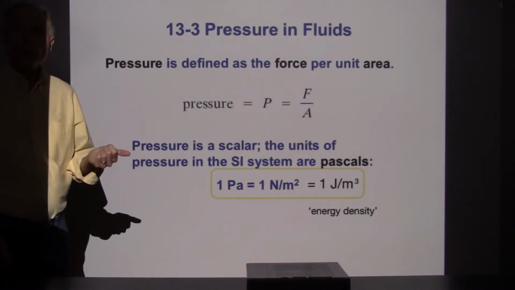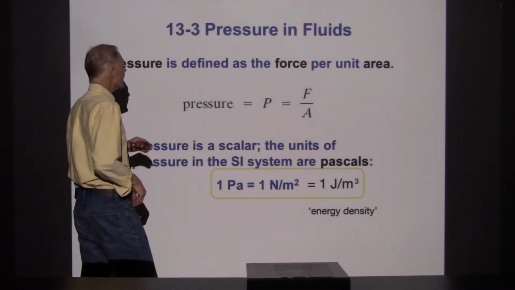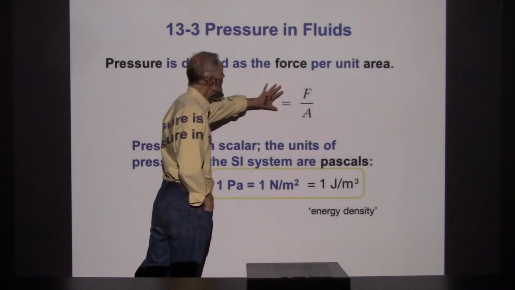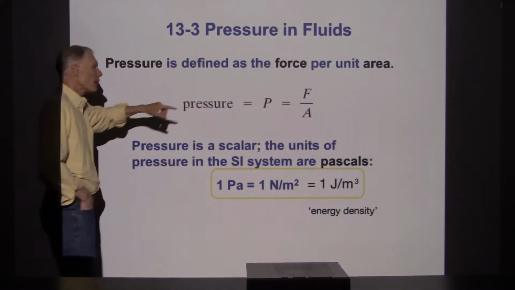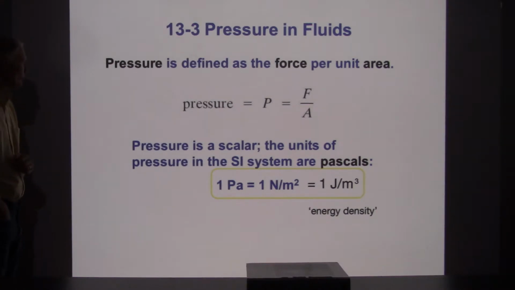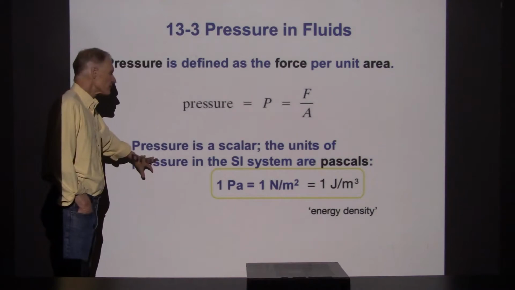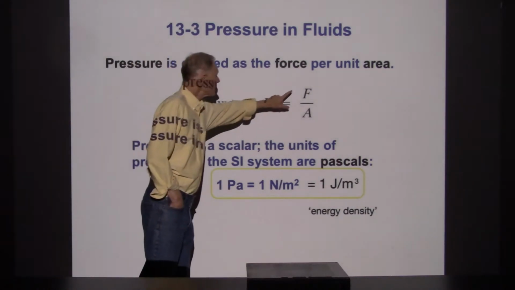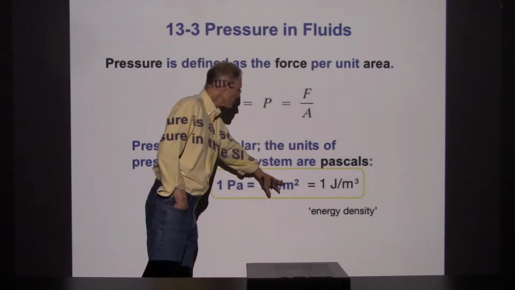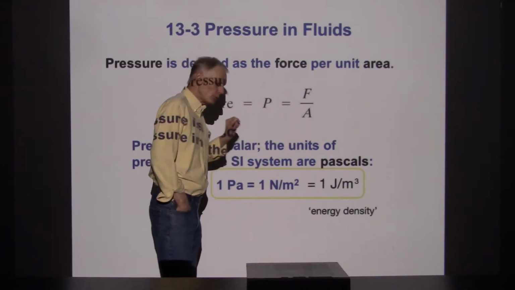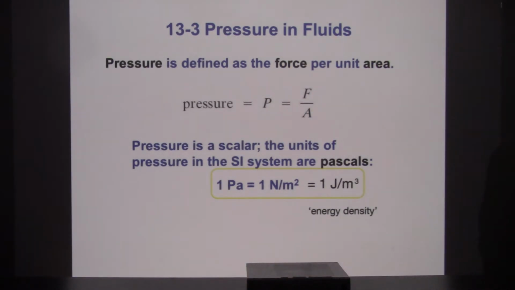All right, now the other property that we're going to be working with quite a bit is pressure. Pressure is defined as force per area. Now, P is not power, it's pressure, so don't get those mixed up. Pressure is a scalar. The units of pressure are going to be newtons per square meter. A newton per square meter of pressure is 1 Pascal.